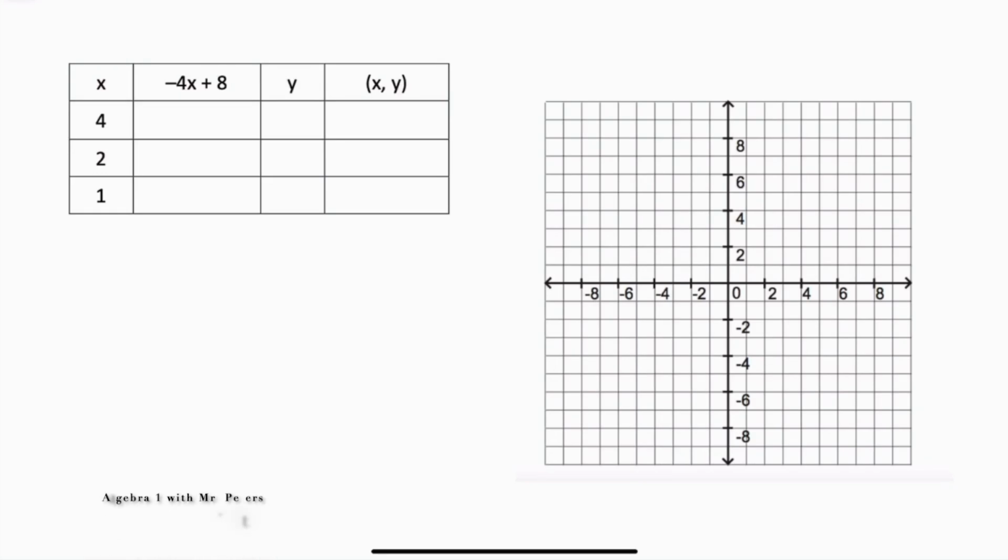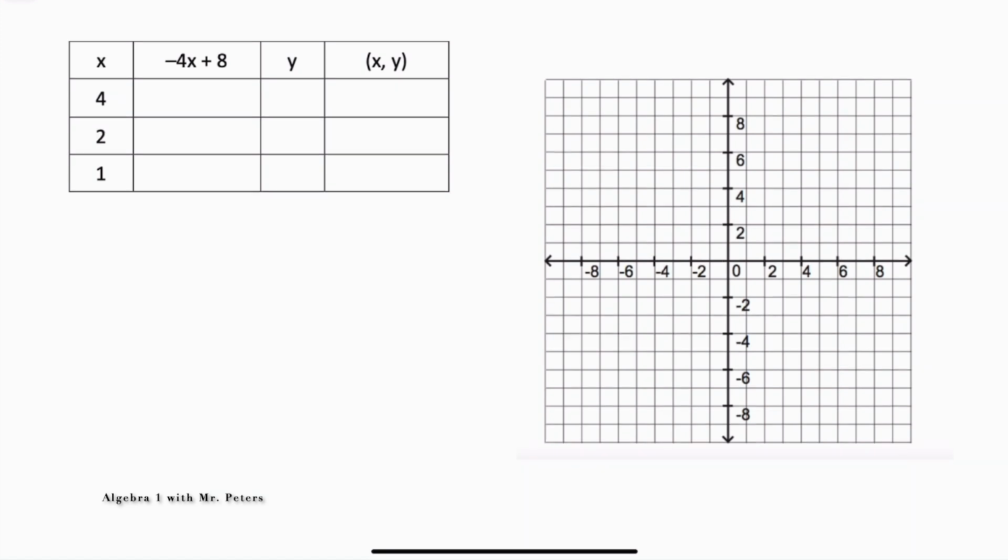What's good, math family? In this video, we're going to do a review on graphing linear equations. We're going to touch on how to graph by intercepts, how to graph in slope intercept form, and how to use the rise over run to help us with graphing these type of equations.